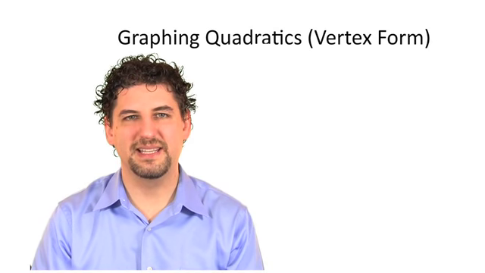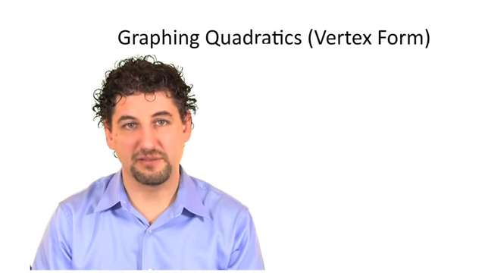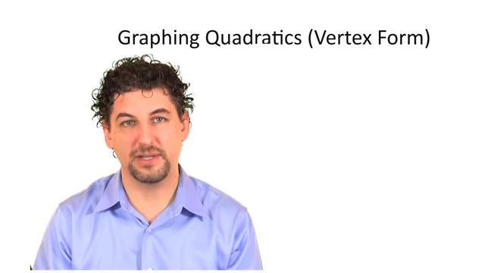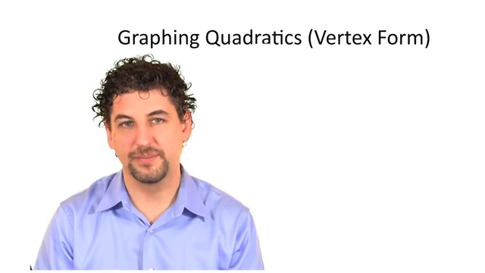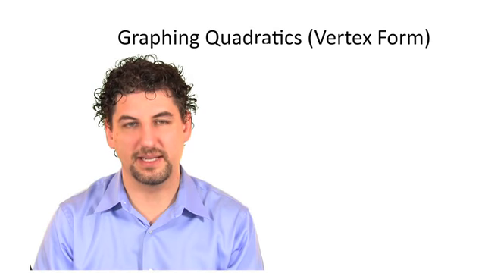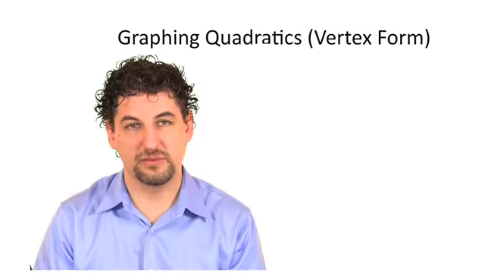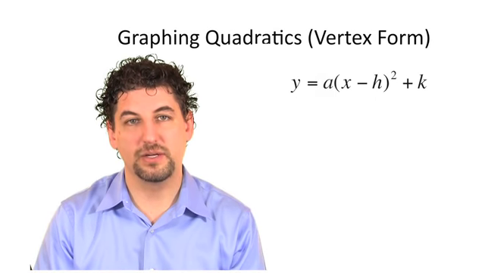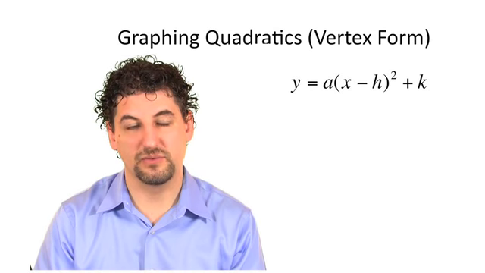Okay, now we're going to get into graphing quadratic functions. You can always recognize a quadratic function because the highest power that's present is x squared. You'll always see a squared term as the highest power. So that's a giveaway that you're dealing with a quadratic. Now there are many different forms. There's general form and there's vertex form. And today I'm going to show you how to graph a quadratic using this vertex form.